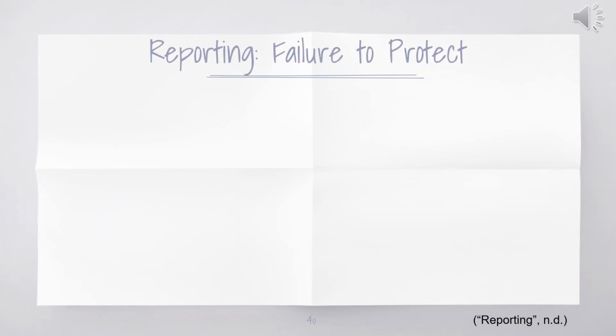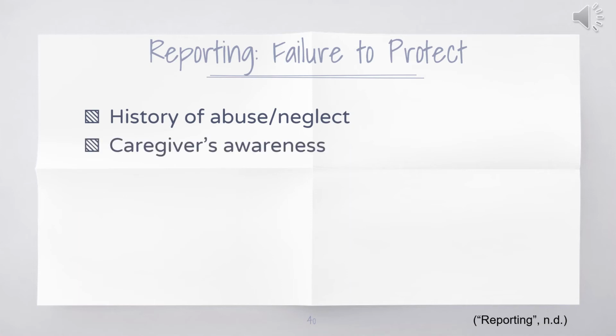Next, we are talking about failure to protect. You should describe what you know regarding the parent or caregiver's actions that present unreasonable risk to the child's health or welfare. You should describe any known history of abuse or neglect of the child. Also describe your knowledge of the caregiver's awareness of abuse or neglect or threatened harm to the child's health or welfare. What steps has the parent or caregiver taken to protect the child from abuse or neglect?